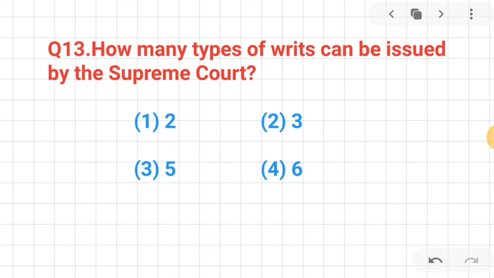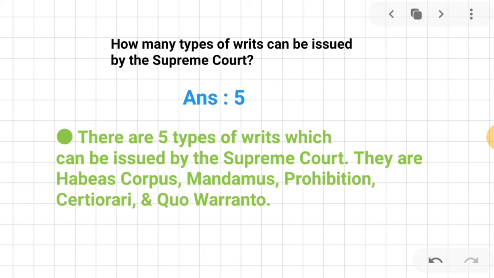How many types of writs can be issued by the Supreme Court? Options are 2, 3, 5, 6. The correct answer is 5. We know that there are 5 types of writs which can be issued by the Supreme Court. They are habeas corpus, mandamus, prohibition, certiorari, and quo warranto.